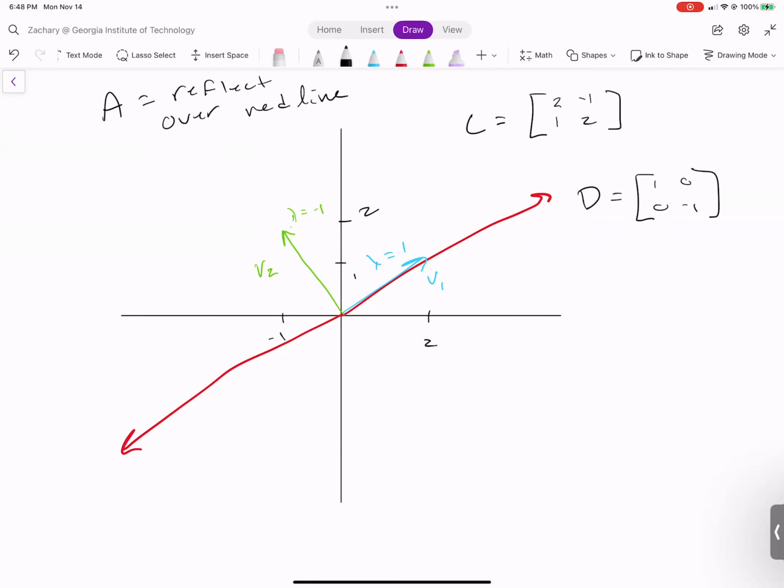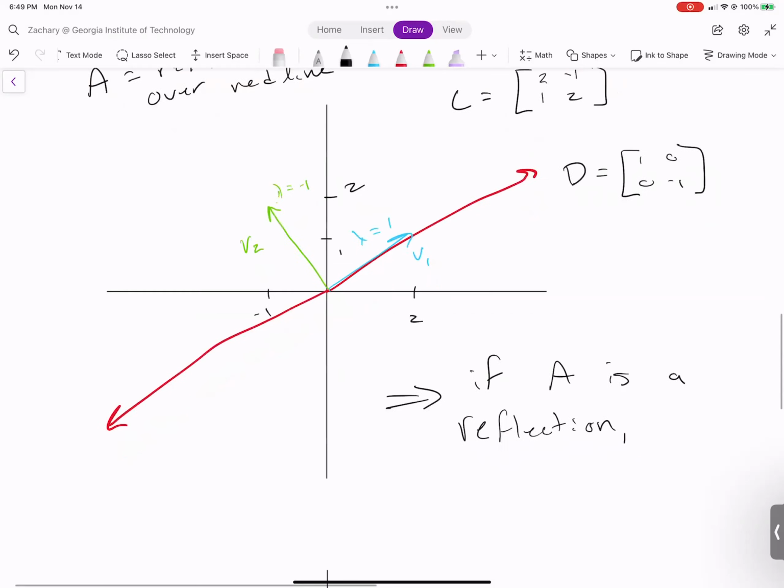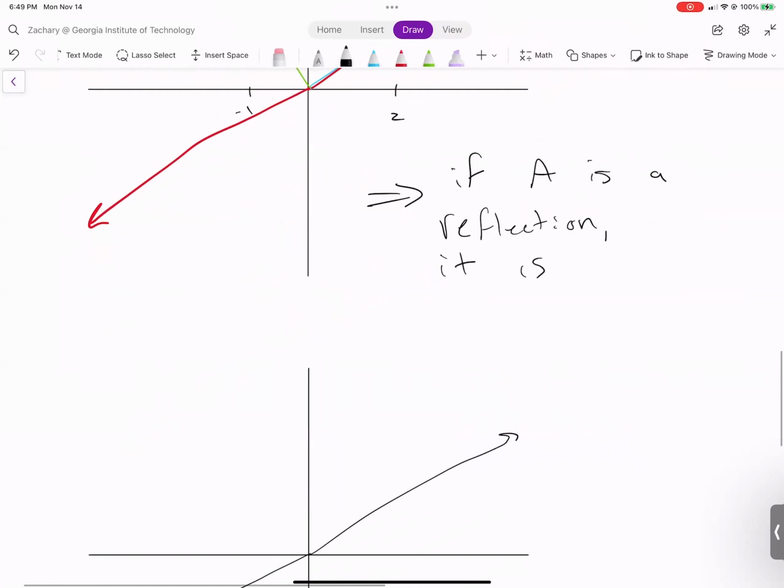What is true of reflections in terms of eigenvalues? What are they always equal to? 1 and -1. Always. If you're doing a reflection, there's nothing else it could possibly be, because you're not scaling it at all and you're not rotating it at all. You're either flipping it or it's not doing anything. There's another really nice statement: if A is a reflection, it is diagonalizable. Always, period, forever.